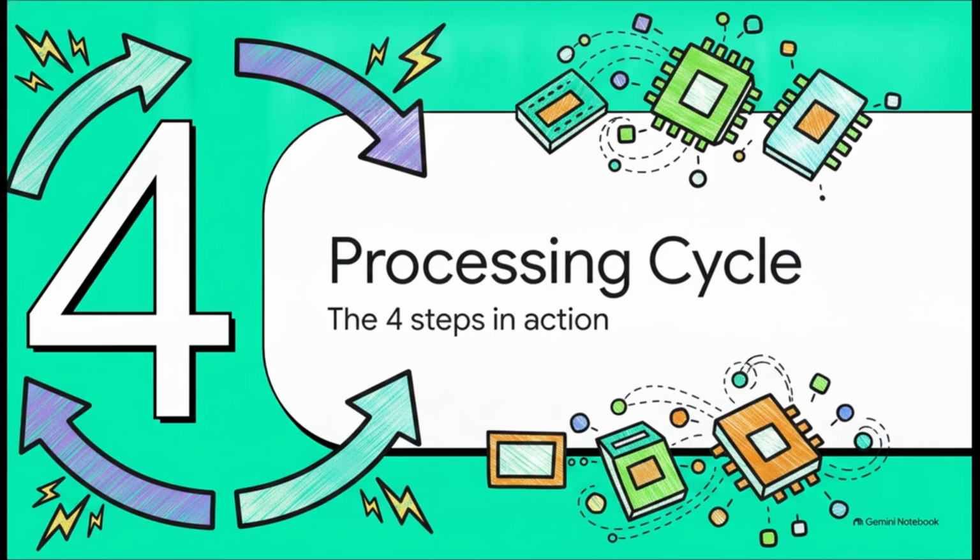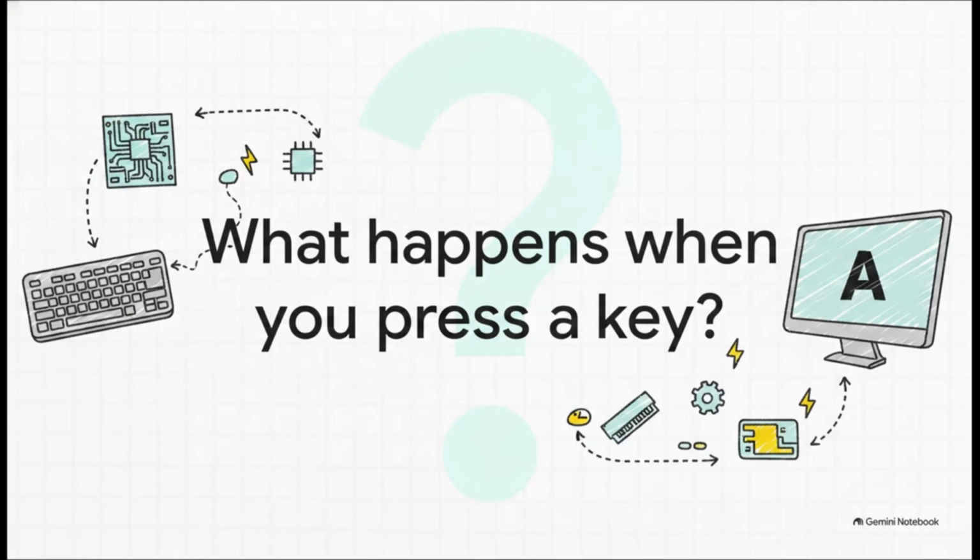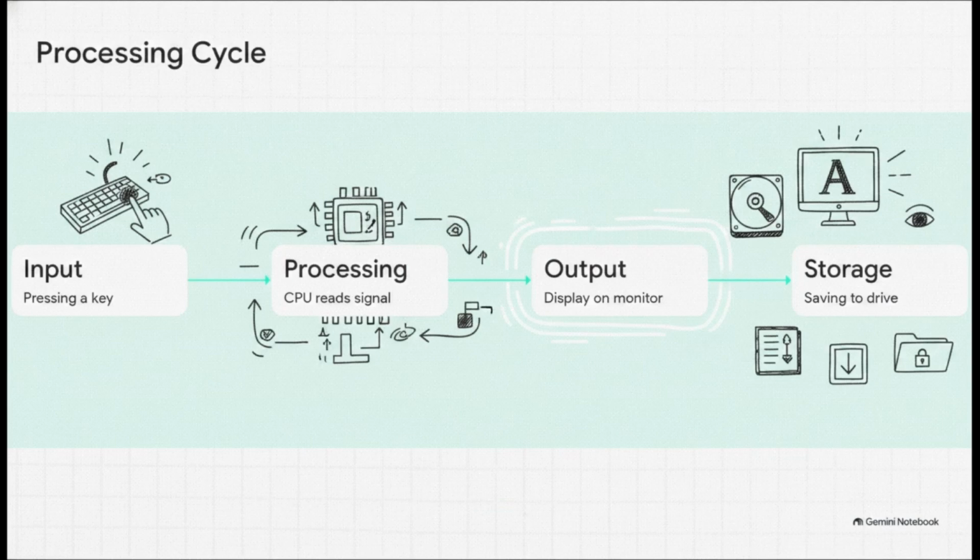Section 4, the 4-step processing cycle. Let's see all this in action. So what exactly happens in that tiny fraction of a millisecond after you press a key on your keyboard? I mean, it feels instantaneous to us, right? But a highly coordinated, multi-step sequence has just been triggered under the hood. It all flows through 4 distinct steps.